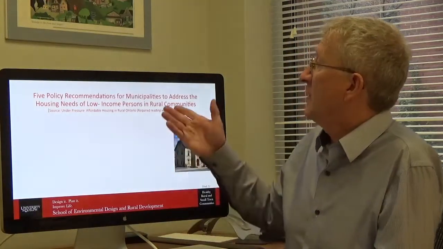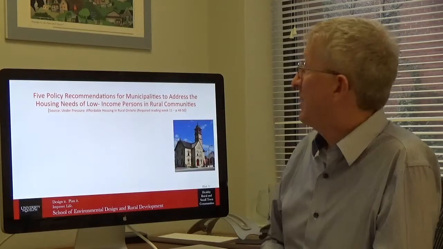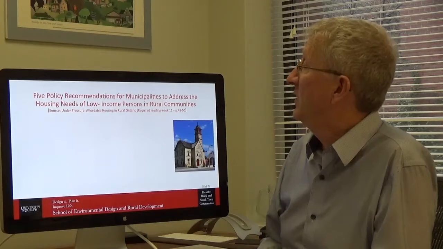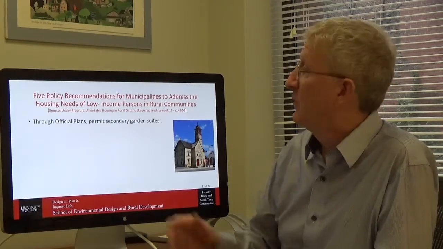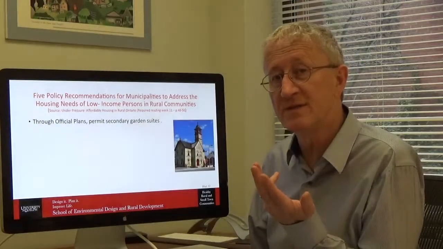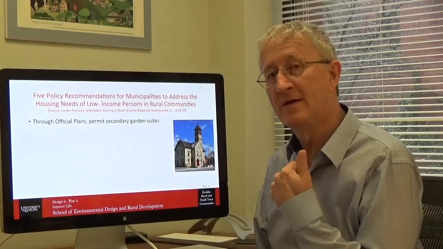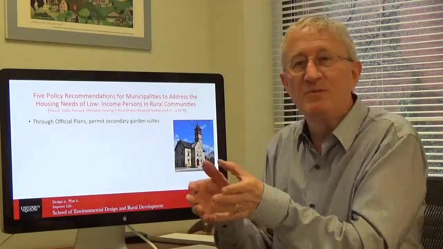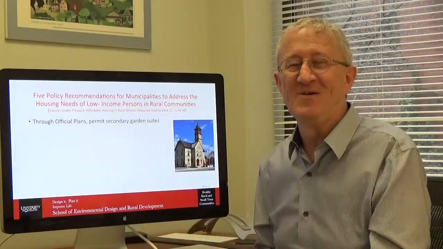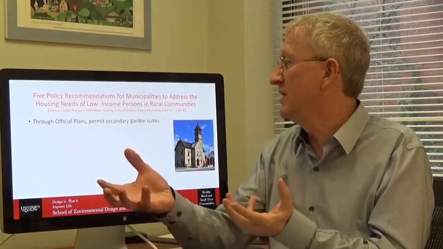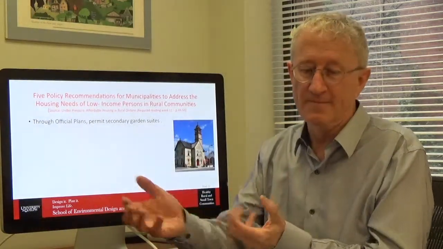There are a number of policy recommendations for municipalities, again coming from that same document that's our assigned reading for the week. These include looking at official plans. Do they permit secondary garden suites, as an example, which is a way of providing somewhat more affordable homes. A garden suite is an outbuilding, sometimes referred to as a granny flat, but is an ability to have a second unit on the property.